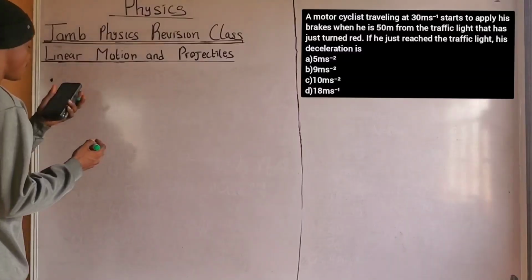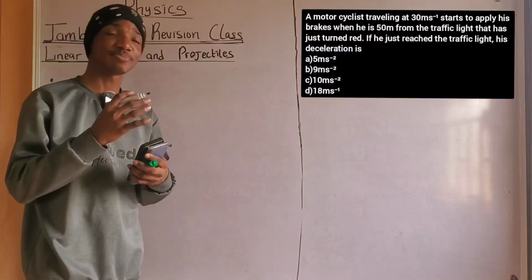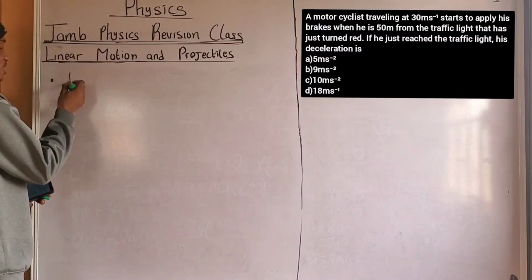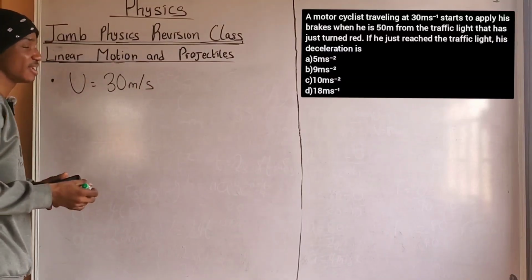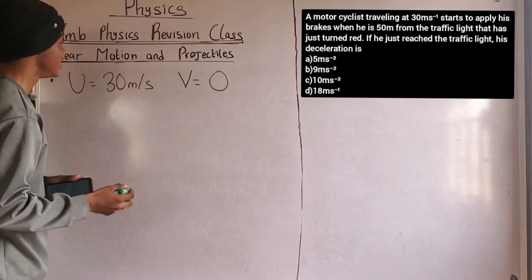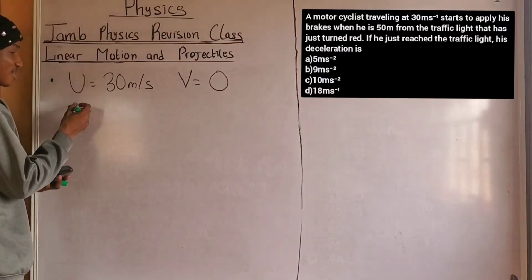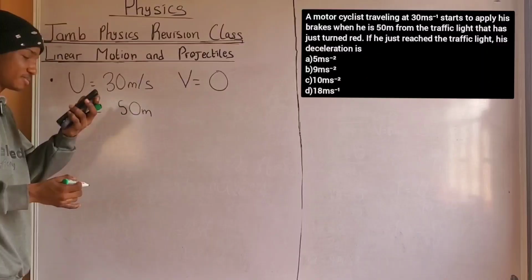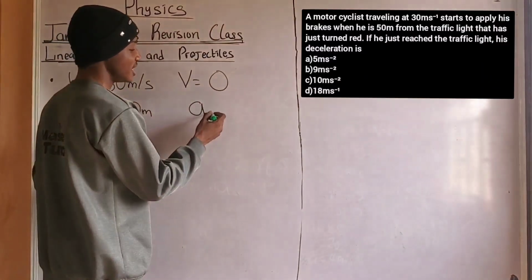Okay, now look, pay attention. The motorcyclist was traveling at a speed before, and that speed is 30 meters per second. That means the initial velocity is equal to 30 meters per second, okay? The final velocity will be equal to 0, okay? And the distance that it covers when it applies the brake is what? 50 meters. So S equals 50. Our goal is to find the value of the deceleration. We are looking for the negative acceleration.